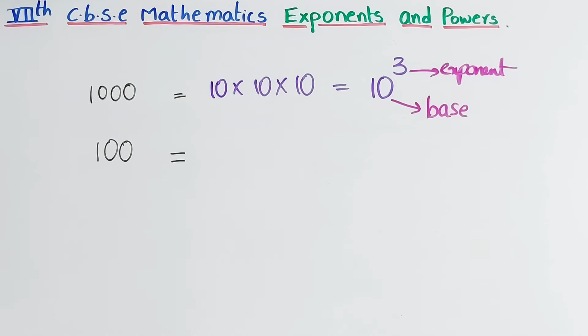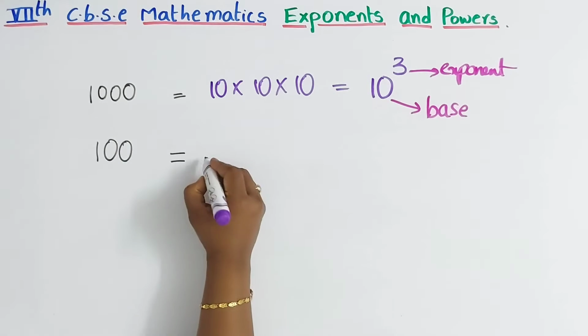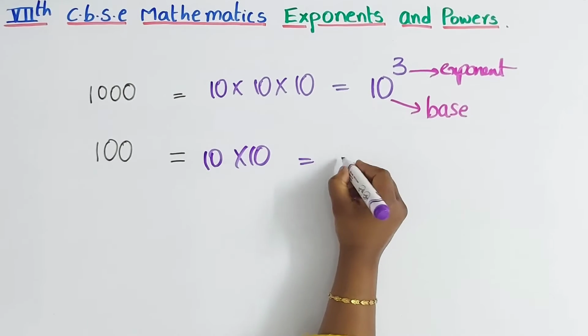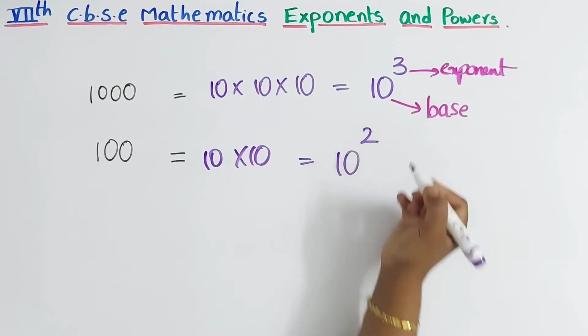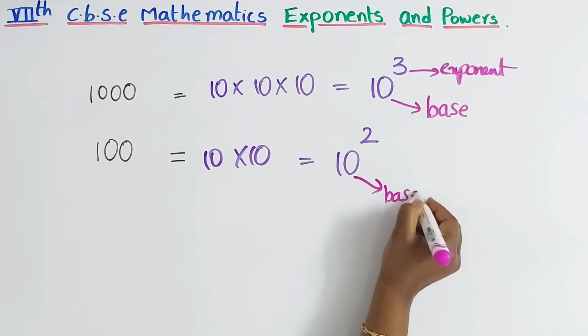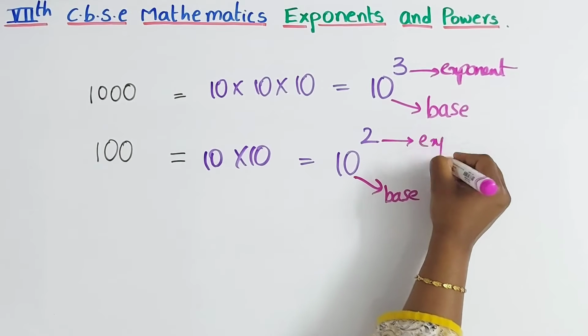So now 100. 100 we can write it as 10 into 10. 2 times we are multiplying, right? So this is 10 to the power of 2. Here 10 is base and 2 is exponent.